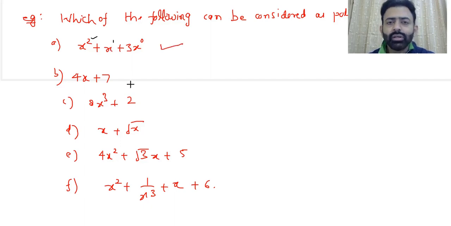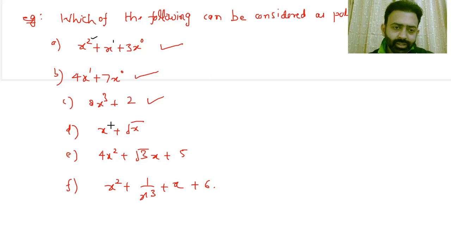So the exponent of each variable is a whole number, or it can be 0, so this is a polynomial. Similarly, in the second part, it is 4x plus 7, again here it is x raised to power 0, so it is again a polynomial because the exponent of x is 1. Similarly, for c part, here the exponent is 3, here 2, so this is again a polynomial function.